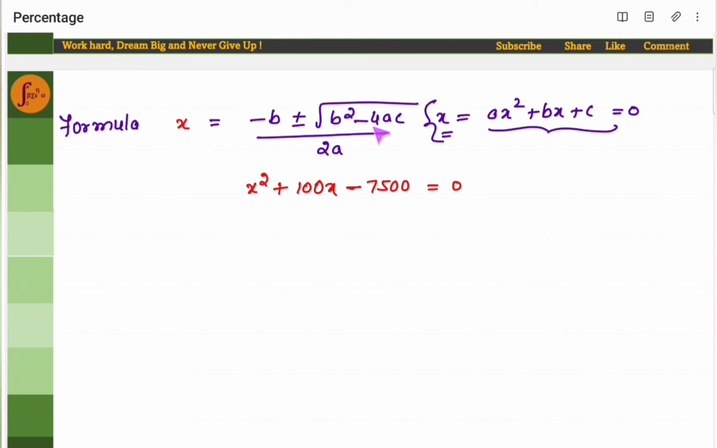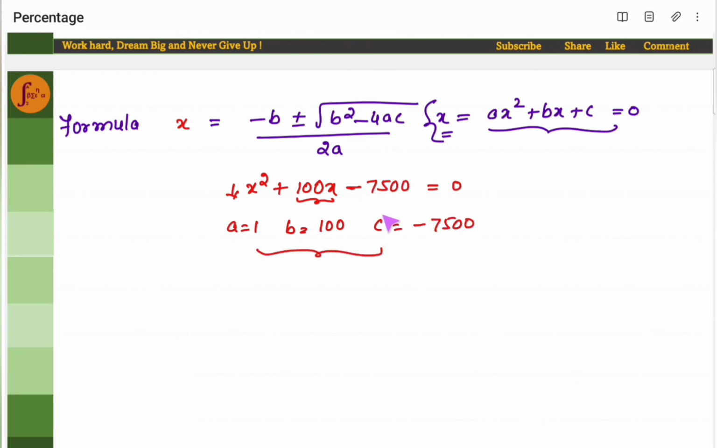Now what is a? A is the number next to x square. There's nothing here, so that means a is equal to 1. What is b? B is the number next to x. So b is equal to plus 100. Always put the sign, plus 100. Always consider the sign. C is just the number without any x. So this is minus 7,500.